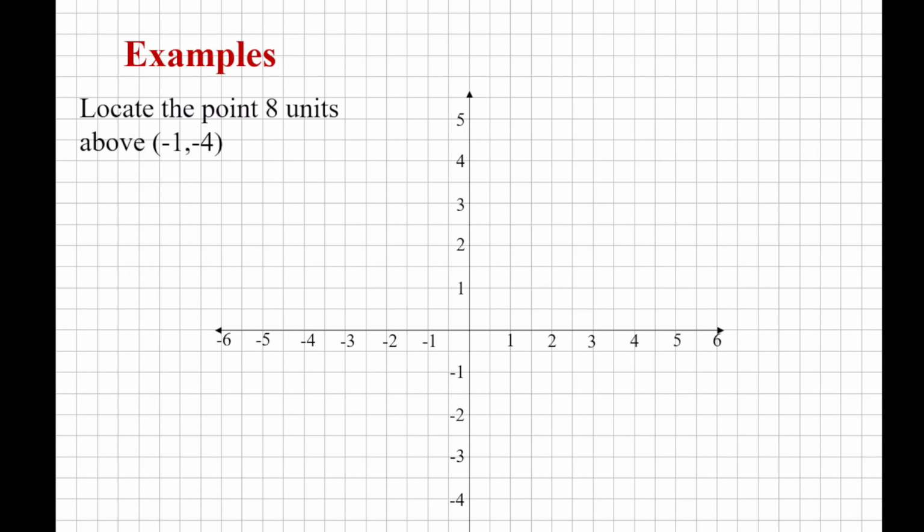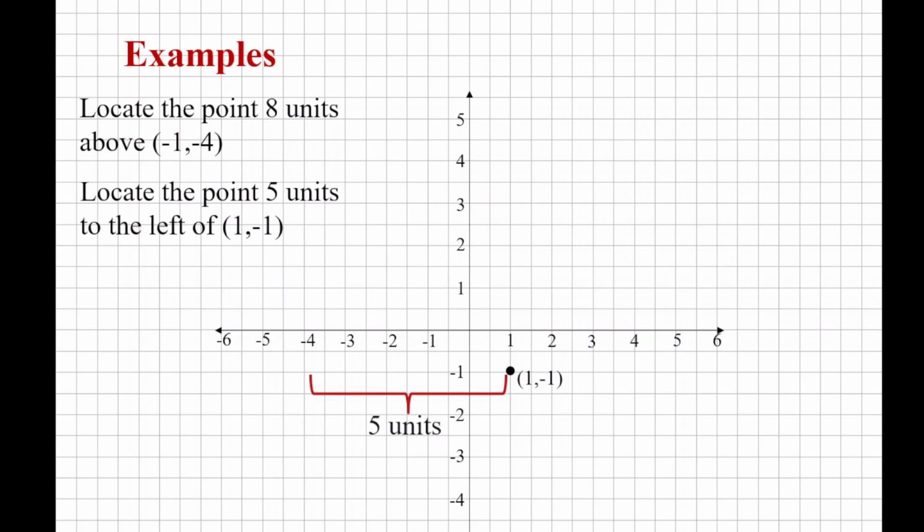To locate the point that is 8 units above the point -1, -4, we just need to add 8 to the y value. -4 plus 8 is 4, so the point we're looking for is -1, 4. To locate the point that is 5 units to the left of 1, -1, we just need to subtract 5 from the x value. 1 minus 5 is -4, so the point we're looking for is -4, -1.